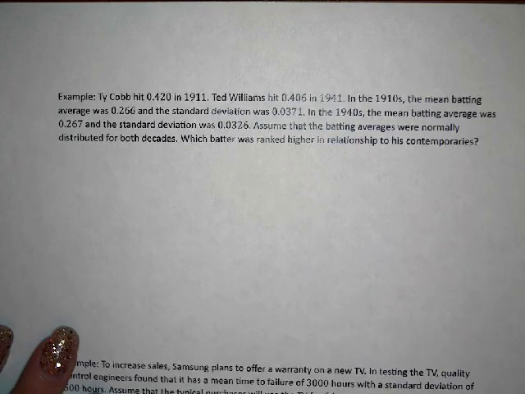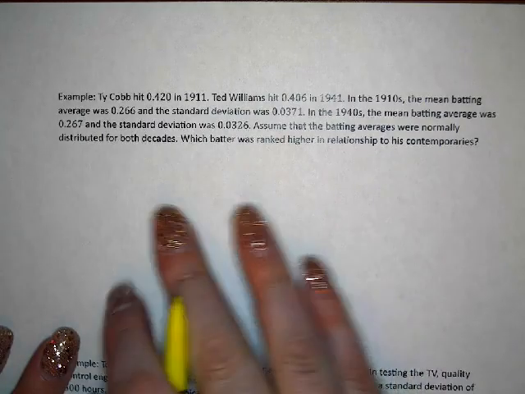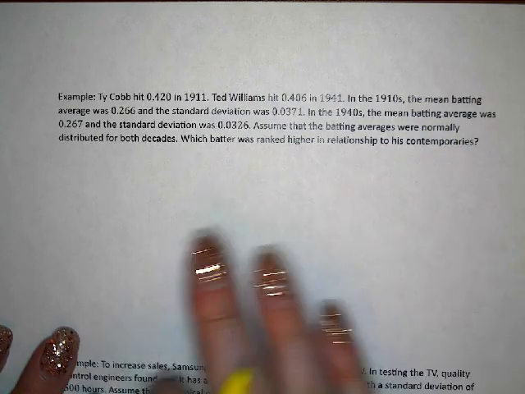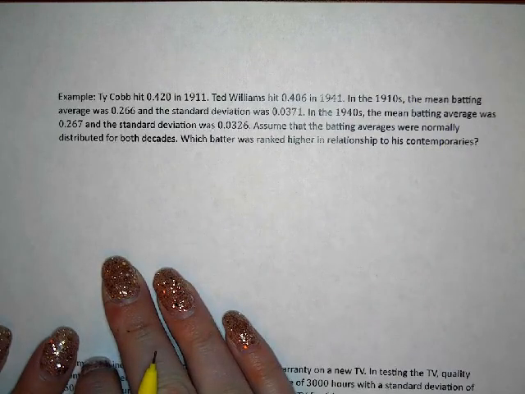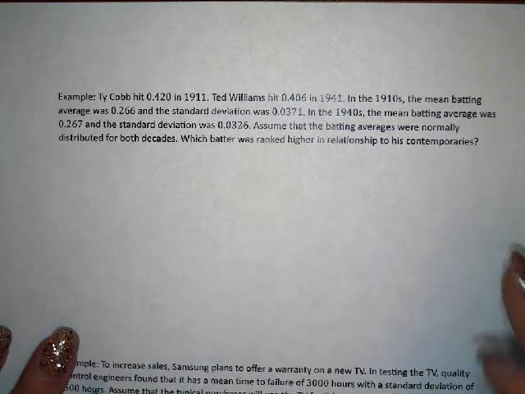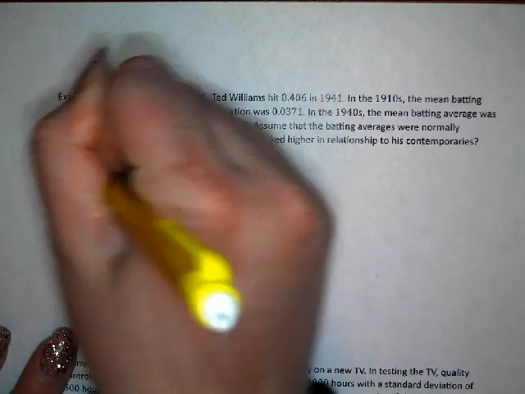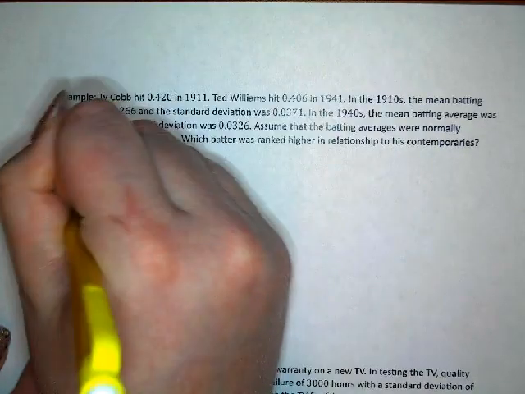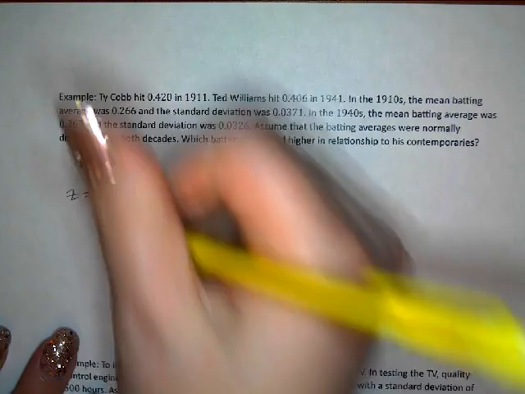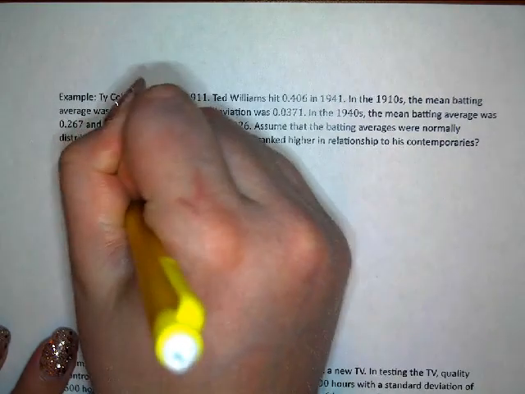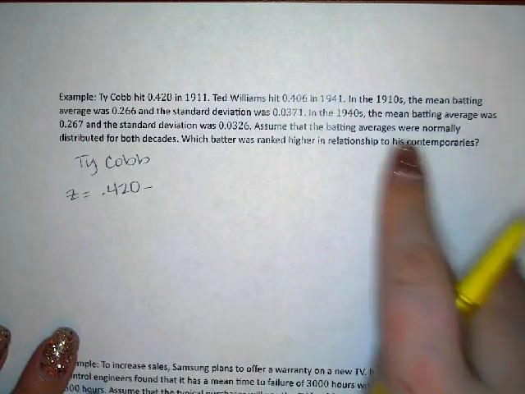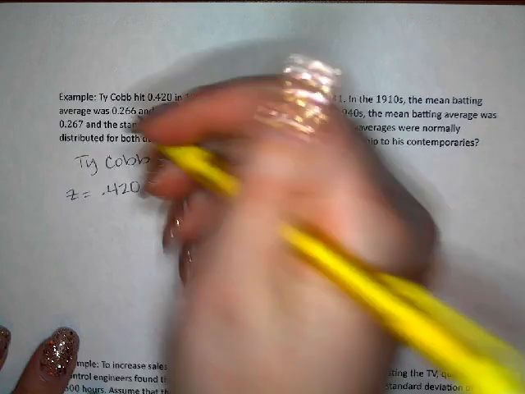So all you have to do in a situation like this, and I recognize here there's a ton of numbers, is calculate each of their individual z-scores and see whose z-score is higher, who was better compared to the average of their day. So we have Ty Cobb. And to calculate his z-score, we're going to do his batting average, .420, minus the average of the day, which was .266, divided by the standard deviation, which is .0371.